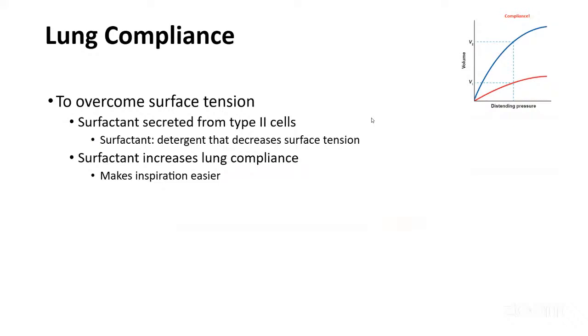Okay. So we've got our surfactant from those type 2 alveolar cells. We can think of it as kind of a detergent. So it's getting in there between our water molecules. It's breaking them up. They're not neighbors with each other. Water doesn't like detergents like soap, right? They don't mix well together, okay?